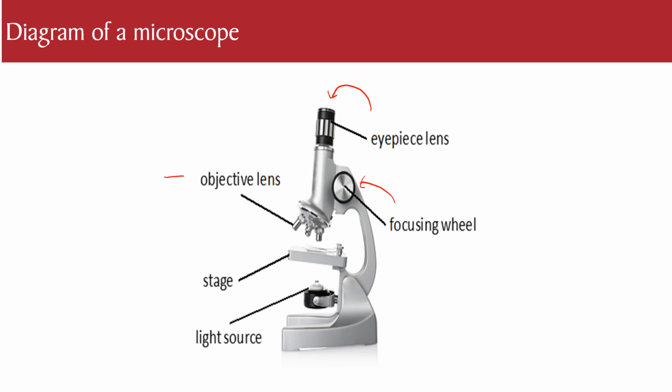We've got the objective lenses. Usually, again, there's 3 of them, and what you do is you spin them on this nose part here, and it could be times 10, times 4, times 40. It could vary depending on what microscope you've got. You've then got the stage, which is where you put the microscope slide, and you've got a light source. Sometimes they'll have a mirror here, and you'll have light shining from a bulb, hitting the mirror and going straight up into the objective lens.